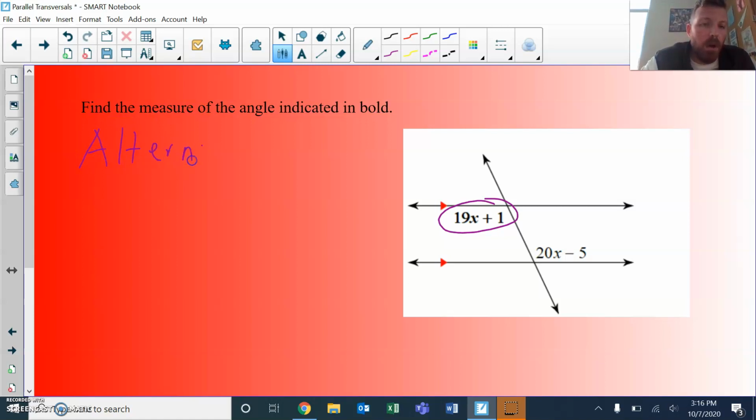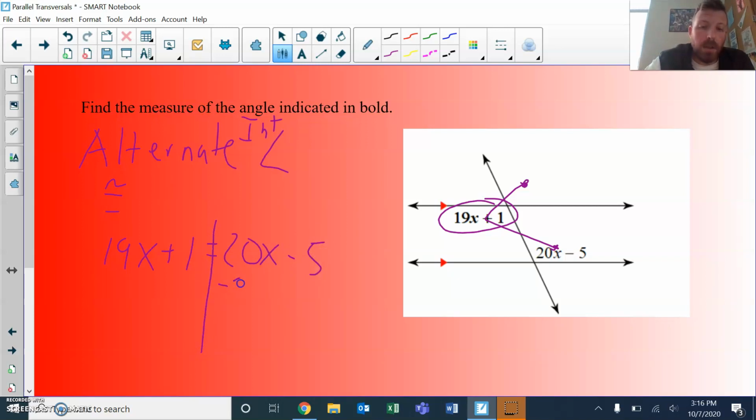Now, when we have alternate interior angles, we should know that they are the same, because that's the idea of what we've talked about before. So if they're the same, that means they're congruent, right? And they're congruent because they fall on that same diagonal, that same thing that we've talked about before with the zigzag, right? So they are equal to each other. And so we can set up an equation where 19x plus 1 equals 20x minus 5. And we're going to go ahead and try to solve this, right?